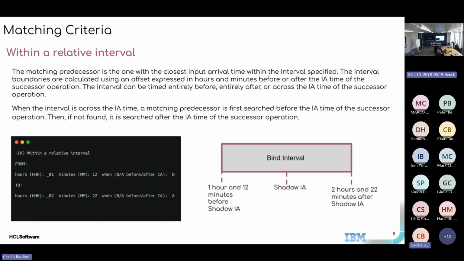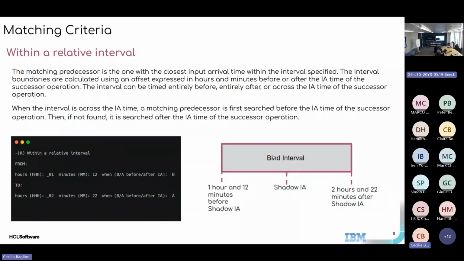We have also two other criteria. In this case, the user must define an interval from ISPF or Workload Designer. For a relative interval, the matching predecessor is the one with the closest input arrival time within the interval specified. So from ISPF, you need to define the relative hours, minutes, and when, before or after the shadow input arrival. In this example, I put this value.